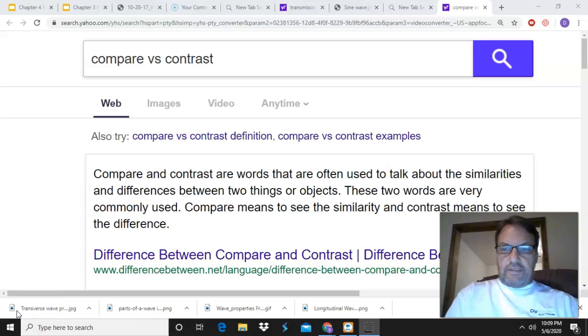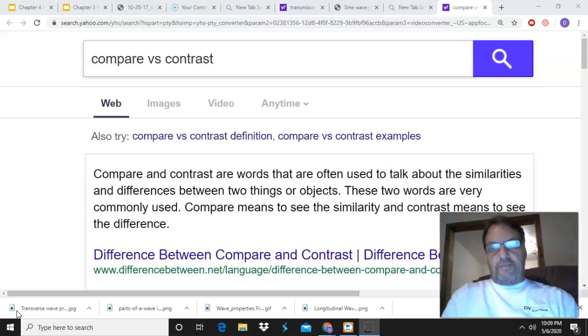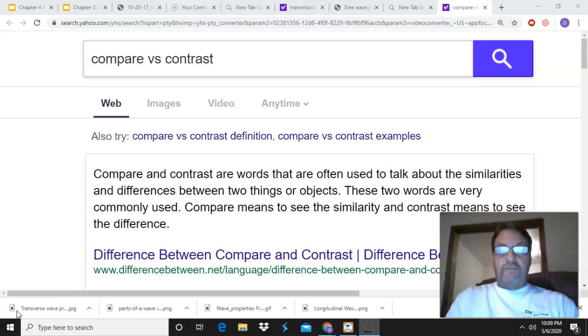Okay, first of all, let's talk about the terms compare and contrast, and these are commonly misused. But right here, just a quick little Google search ended up with this definition. Compare and contrast are words that are often used to talk about the similarities and differences between two things or objects. These two words are very commonly used. Compare means to see the similarity, and contrast means to see the difference.